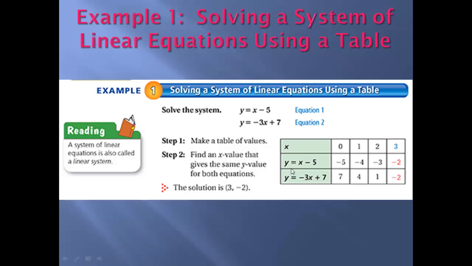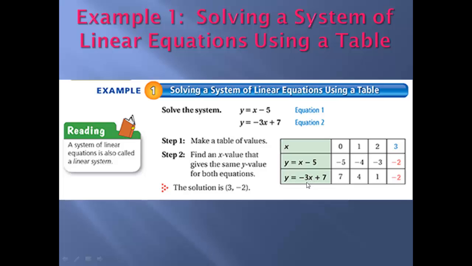If we plug 0 into our first equation, we have 0 minus 5, which is negative 5. When we plug 1 in, 1 minus 5 is negative 4. If we plug in 2, 2 minus 5 is negative 3. And if we plug in 3, 3 minus 5 is negative 2. So we've just filled out our first row here.